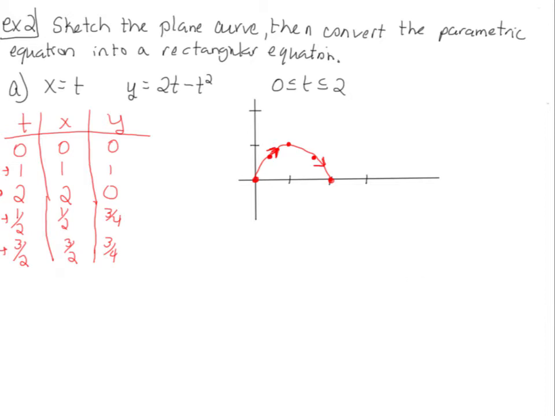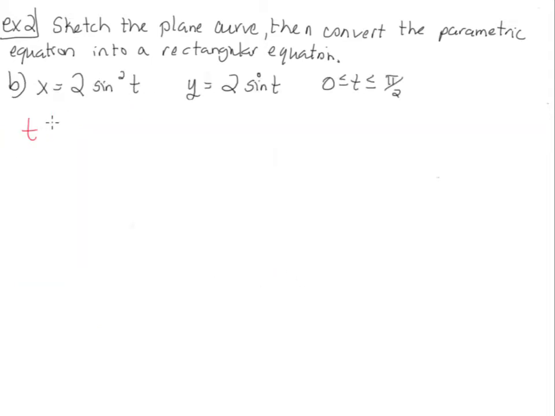Next, let's rewrite this parametric equation as a rectangular equation. Since we already have t is equal to x, all I have to do is, in my second equation, replace every t with x. And there is our rectangular equation for this parabola. Our next example is to try a parametric equation that involves a trig function.